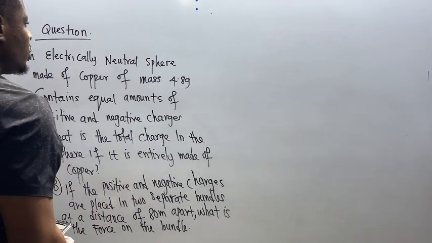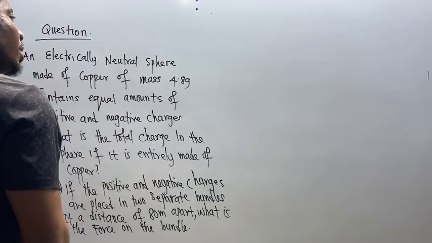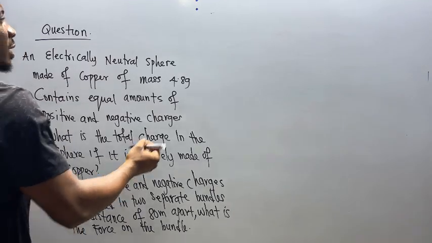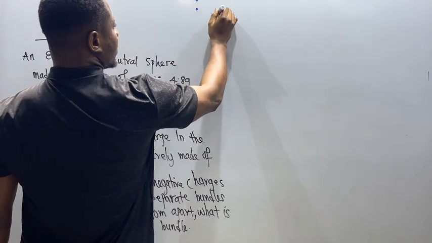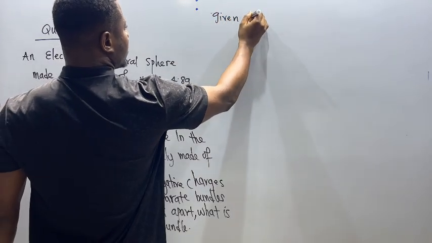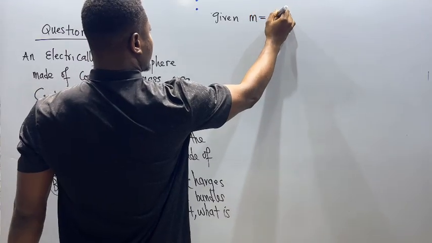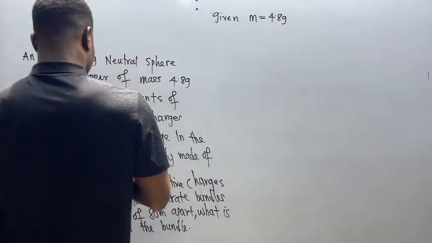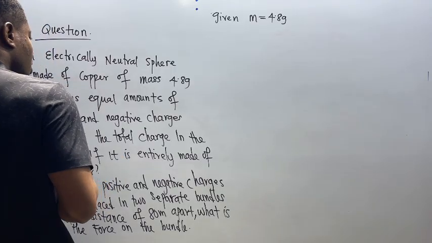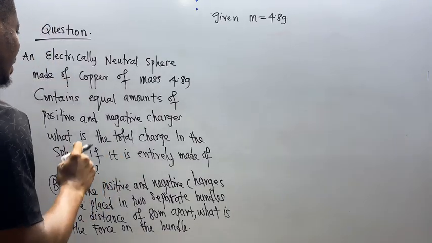An electrically neutral sphere made of copper. So you're talking about copper and the mass of copper. We are given that the mass of copper is 4.8 grams, and it contains equal amounts of positive and negative charges.